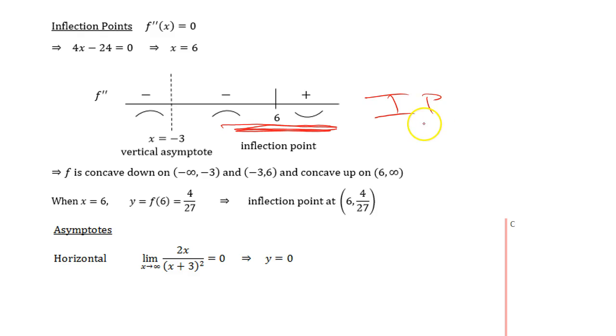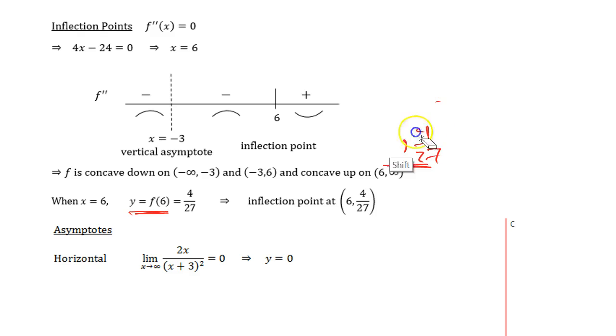Okay, and again, to find the y value, it's going to be 6, comma, and we plug it back into the original equation, f of 6, and we get 4 over 27. So that means that there's an inflection point at that point here. Now again, we don't draw this to scale by any means. We simply sketch the curve. So I'll erase this so you can see it a bit better.